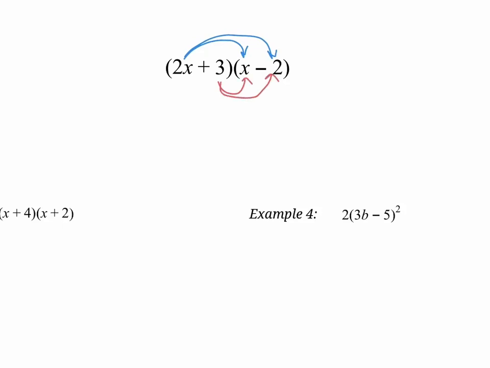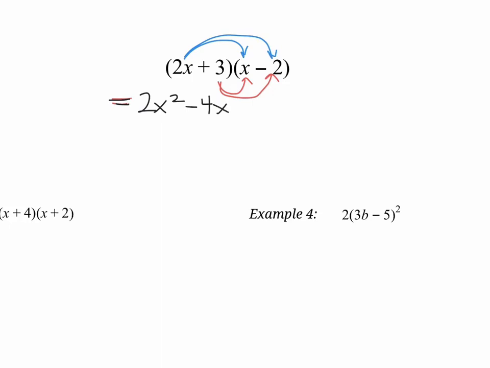I go blue first. So if we were to do this guy, this one I'll do slowly, and the next ones we'll do quicker. I'm going to do the blue guy first. I'm going to do 2x times x. That's going to be 2x squared. And then I'm going to do 2x times negative 2. That's going to make 2 times negative 2 is negative 4. And then we got an x.